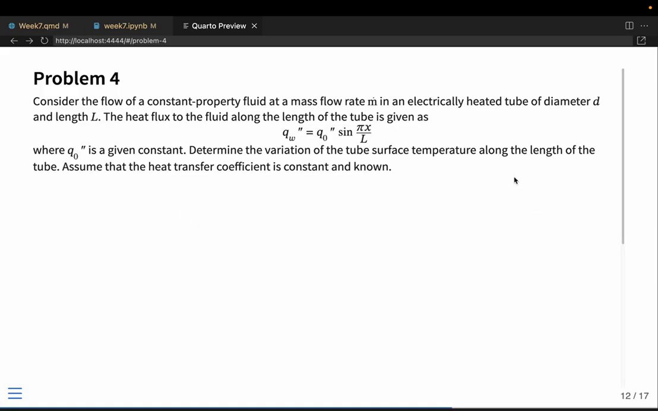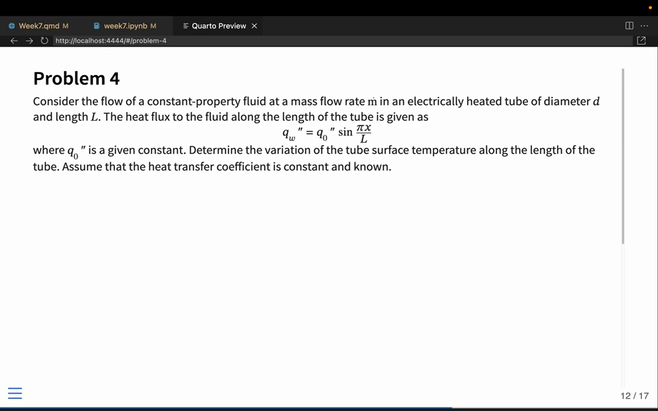Let's quickly solve another problem. Let's say you have a flow with a constant property fluid and with a given mass flow rate m dot in an electrically heated tube of diameter d and length L. However, unlike the previous problems that we have discussed, the heat flux to the fluid along the plate is now varying sinusoidally. So it is not constant. It is not linearly varying, but it is varying sinusoidally.